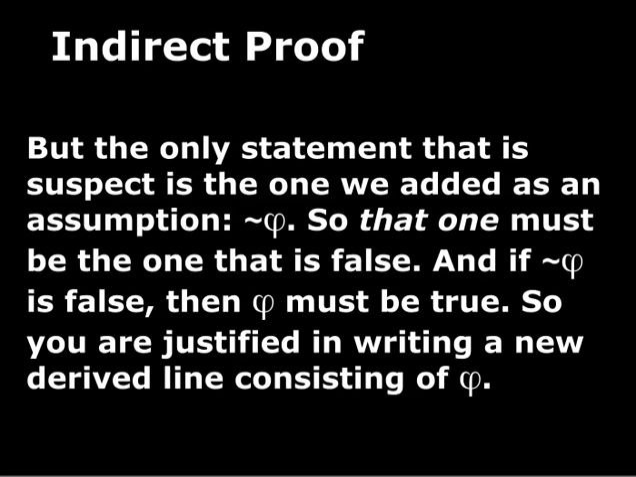Well, the only suspect statement is the assumption we added. Everything else is either a premise or something we derived from a premise. The only thing that's suspect is our assumption, not phi. So that has to be the thing that's false. That's the culprit. And if not phi is false, phi has to be true. So once you've derived your explicit contradiction, you've shown that your assumption has to be false, not phi is false, so the negation of that assumption, phi, has to be true. So that's the reasoning. And it'll make a little more sense when we see some examples.